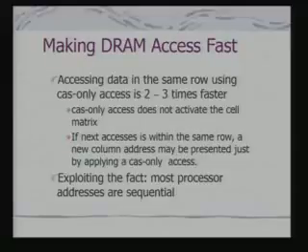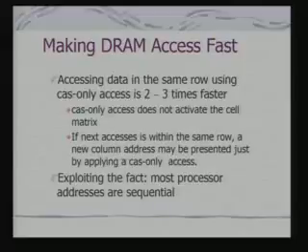Now how can I make DRAM access faster? Accessing data in the same row using CAS only, access is 2 to 3 times faster because you are not paying for the row access time. So CAS-only access does not activate the complete cell matrix. If the next access is within the same row, a new column address may be presented just by applying a CAS-only access. And this exploits the fact that most processor addresses are sequential.